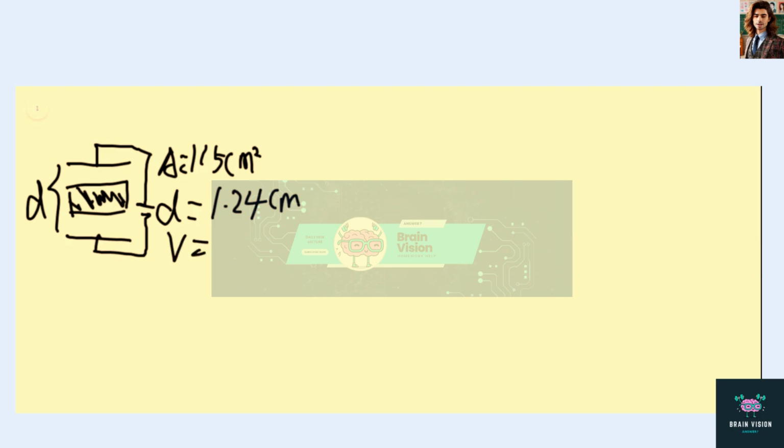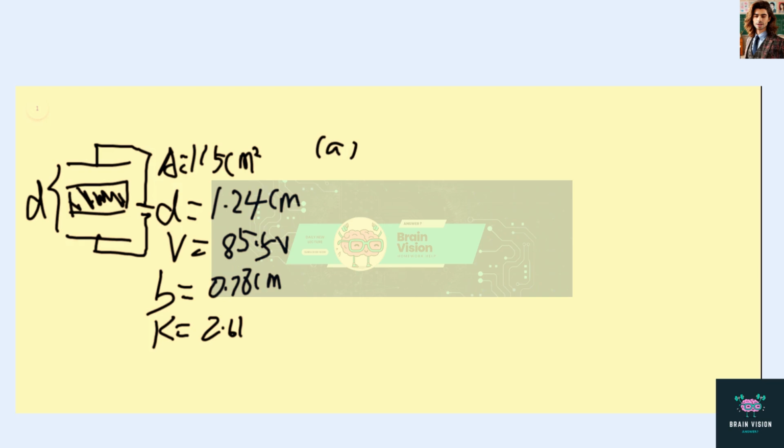So V equals 85.5 volts, and we also know the thickness of the slab B is 0.78 centimeter. Besides, we know the dielectric constant of this slab is 2.61. So for part A, we want to find out the capacitance of this setup.